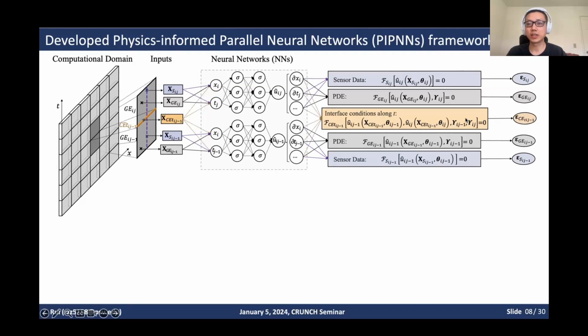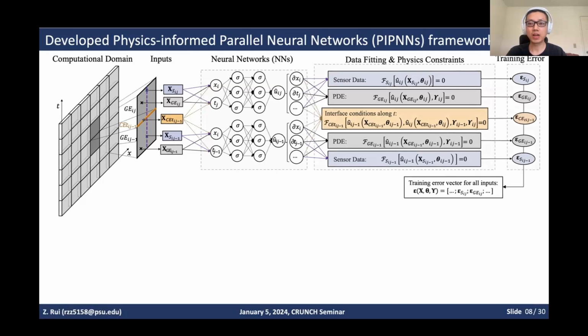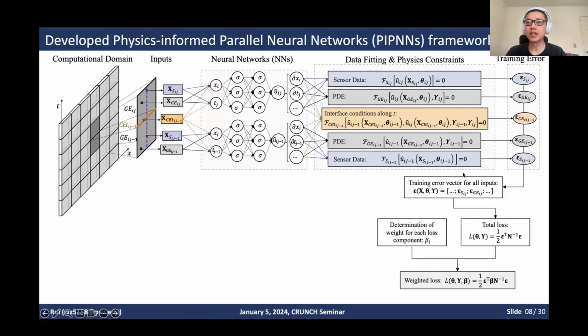So with those equations, we can get the total training errors along the whole domain. And then we combine it into a training error vector, and then we can get the total loss. As we know, there are a lot of subdomains, which means we introduce a lot of loss components. So it's important for us to determine the weight for each loss component, and then we can get a weighted loss.